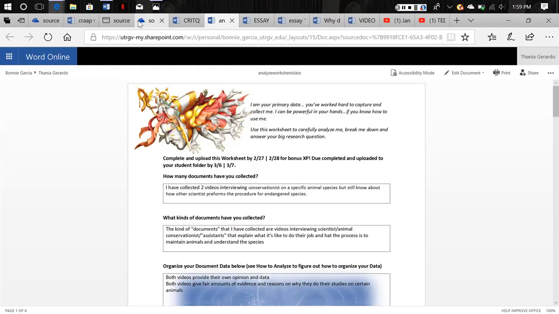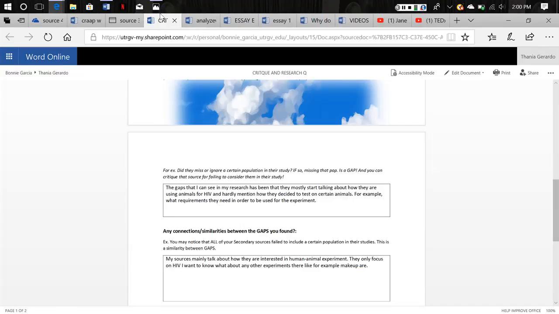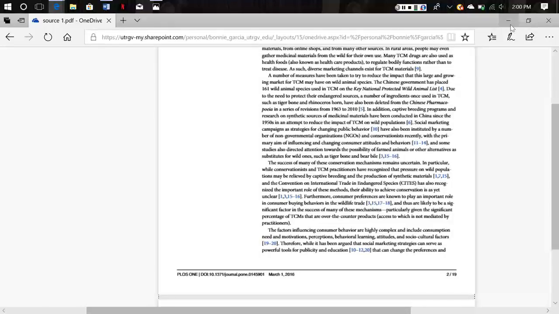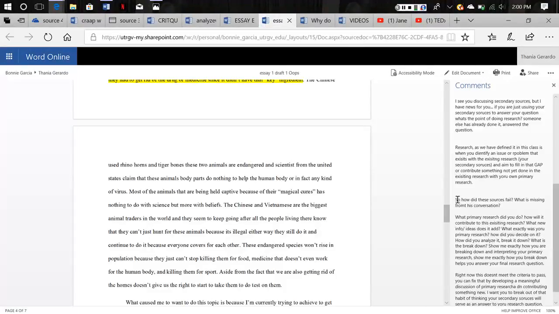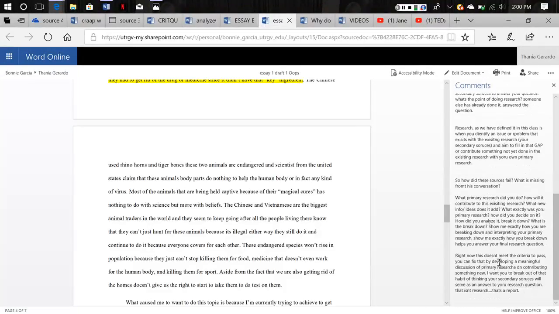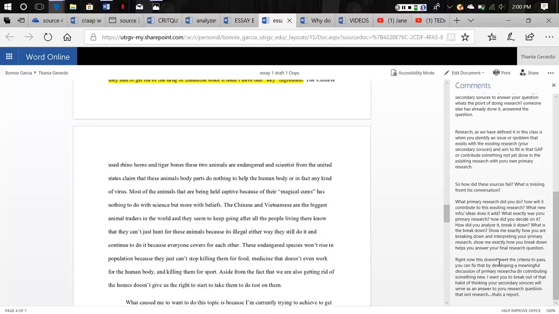Like, I wasn't fully going through with what I had to do. So she did give me a lot of feedback. What primary research did you do? How would it contribute to existing research? Right now, that doesn't meet the criteria to pass.